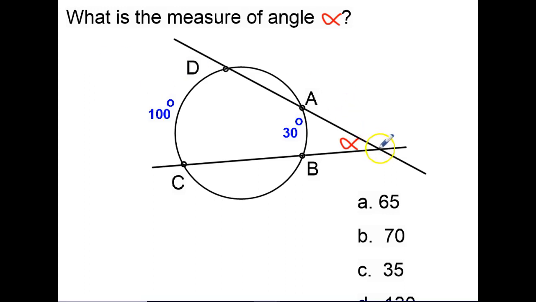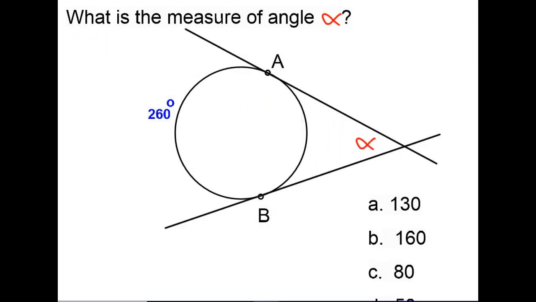Now on this one, it's a little bit different because they intersect outside the circle. The way I remember it is that the answer is not in between these two numbers, it's outside these two numbers. So on these, you're going to subtract the arcs and divide by 2. In other words, 100 minus 30 is 70, and divided by 2 gets me an angle of 35. You can try this one on your own.